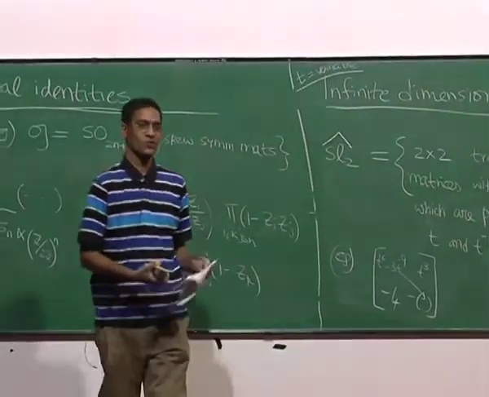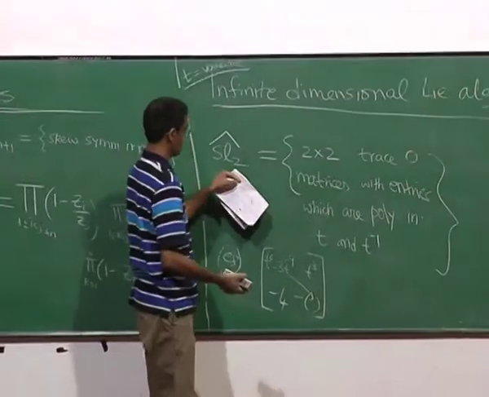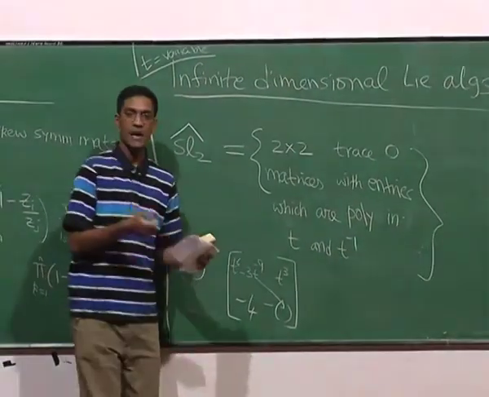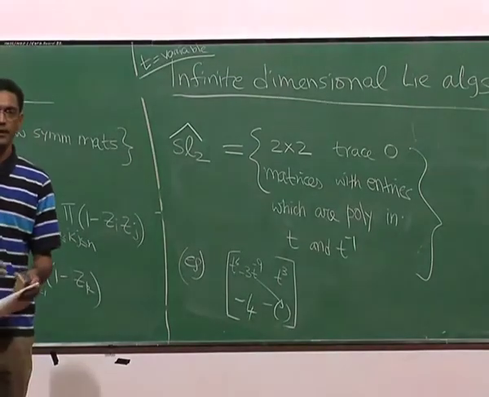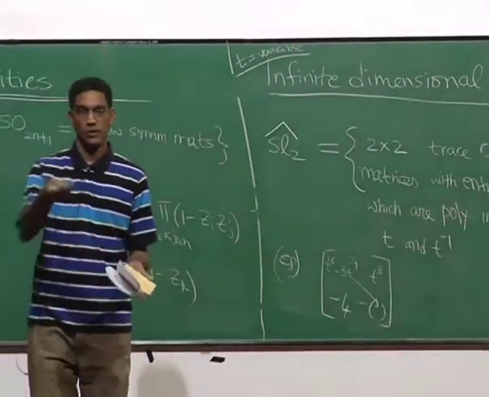Okay. So that's the definition of SL2 hat, and the bracket is the same. So you still define the bracket of two things as AB minus BA. Okay. So there's no problem at all.